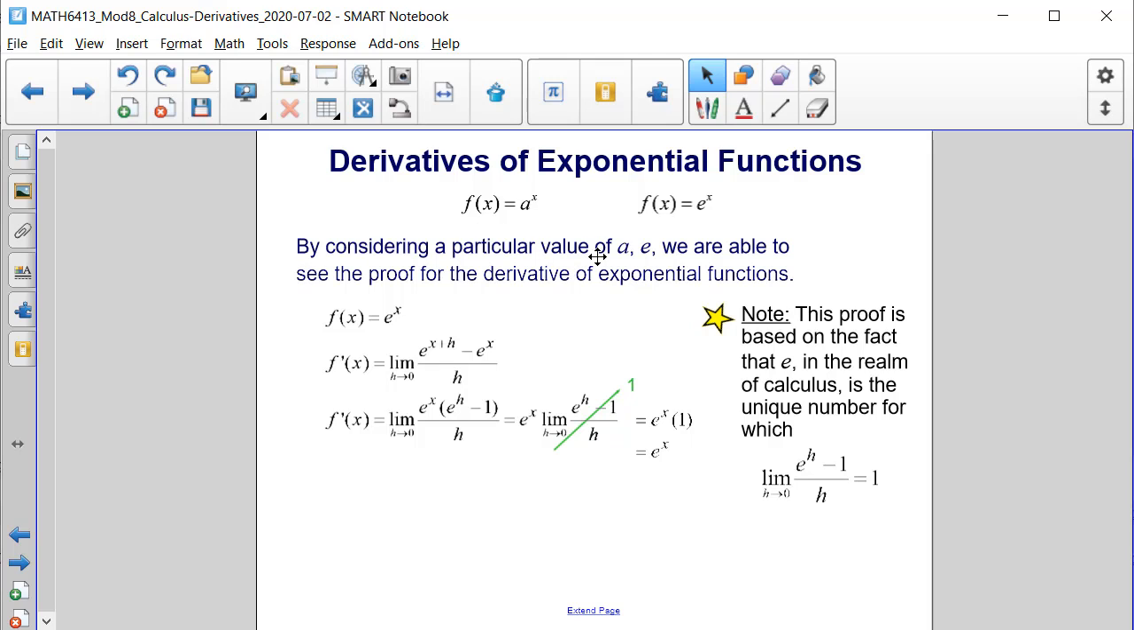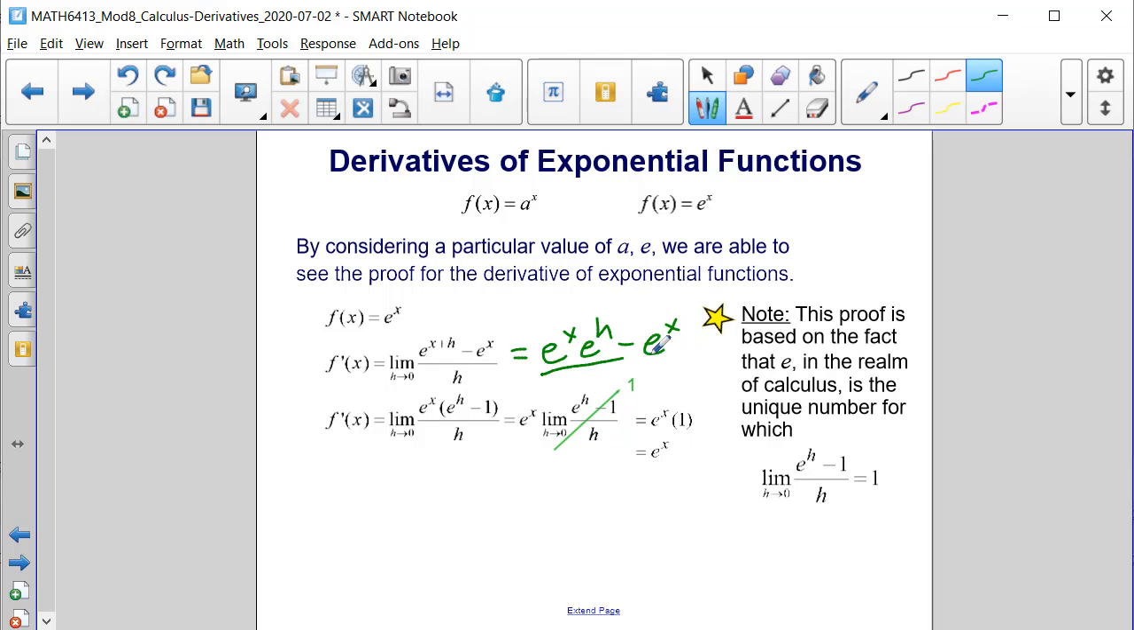By considering a particular value of a, or our base, and making it e, we are able to see the proof for the derivative of exponential functions. So if the function is e to the x and we use the limit definition for a derivative, we would get the limit as h approaches 0 of e to the x plus h minus e to the x over h. This can be simplified to be e to the x times e to the h minus e to the x all over h using the rules of exponents here.